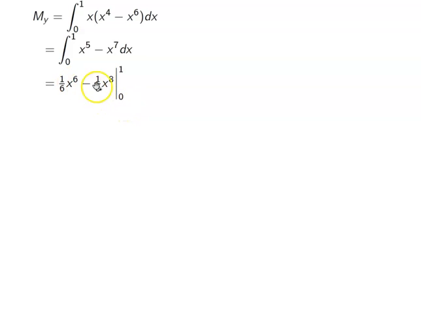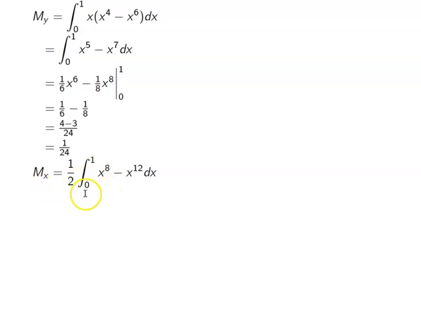Very clear here, when I plug in 0, this goes to 0. When I plug in 1 for both of these, I just get 1/6 minus 1/8. Okay, so your common denominator here is 24. So this turns into 3 over 24, and this is 4 over 24. So that's just 1 over 24. Okay, so that's my moment about y.